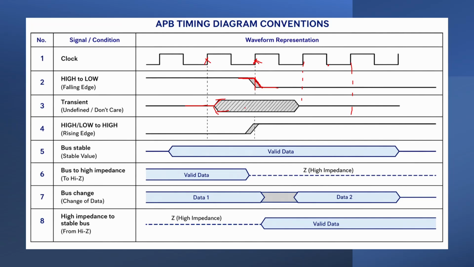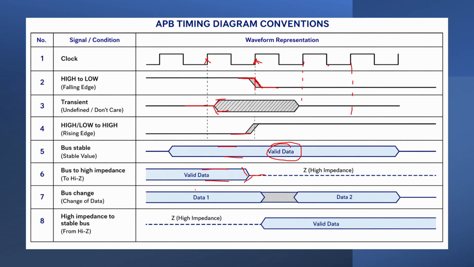We are having proper data or not, we don't care about that. And low to high, this is also low to high signal representation. Bus stable state means we are maintaining valid data throughout the transaction. So that is the valid data, and then bus stable state we are mentioning. And then bus to high impedance state. This is the bus data and then high impedance data we are maintaining.